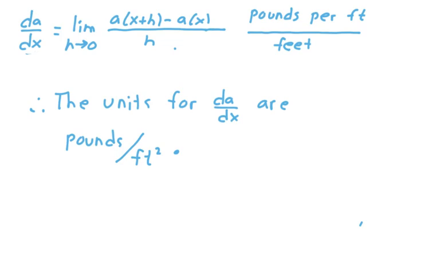And another comment that I'd like to make is, in the denominator, you can think of the denominator as x plus h minus x. But if you notice, the x's are going to cancel and you're just left with h. And so you might be able to see easier why the units for the denominator are feet. And therefore, when you want the units for dA/dx, you get pounds per square feet.